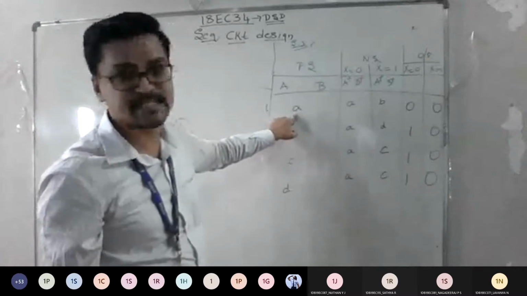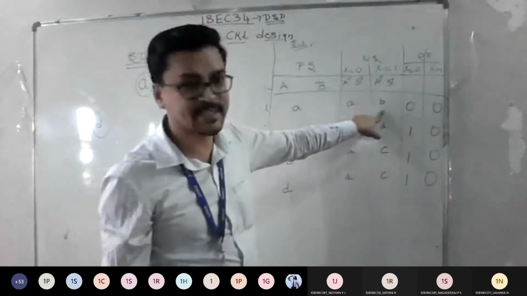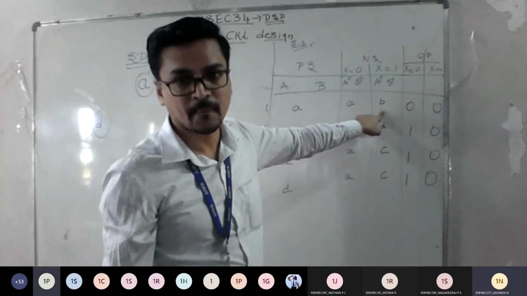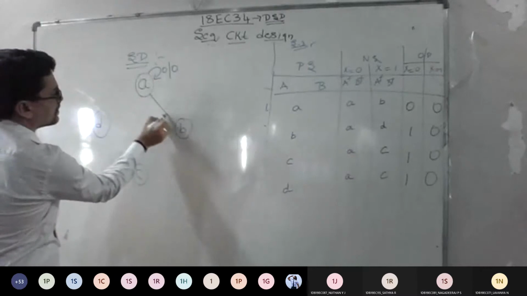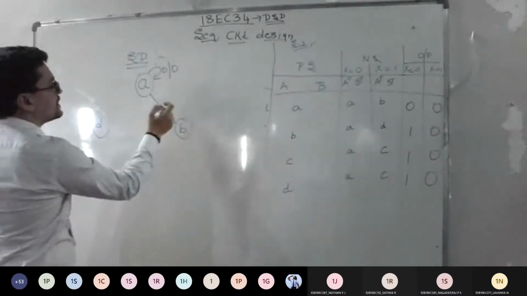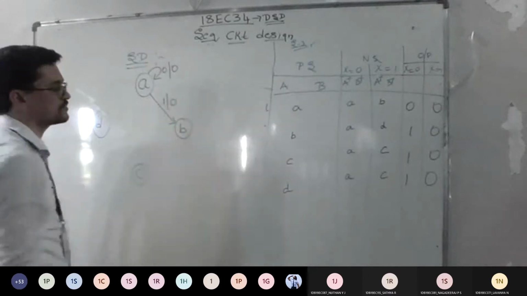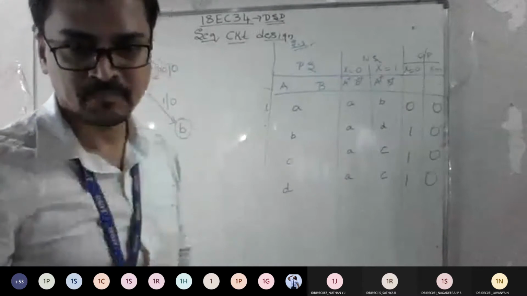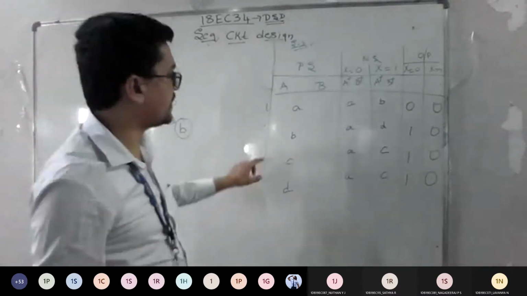Similarly, for x equals 1, present state is A. What is the next state for x equals 1? B. So it means what? I should connect A to B with the arrow mark direction towards what? So what was the input? 1. What is the output for that? 0. Is it fine till here? Yes, sir. Fine. So go with next.